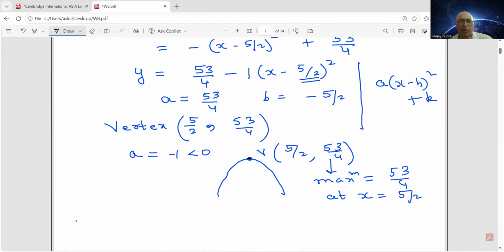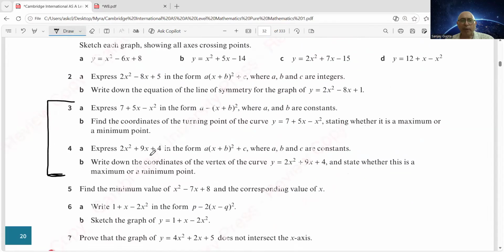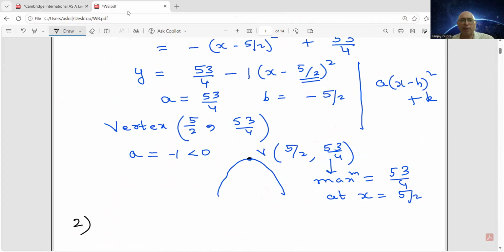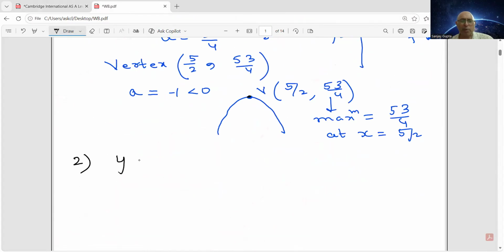So we now take the second question, where we are given a different kind of function. Express 2x squared plus 9x plus 4 in this form, and then write down the coordinates of the vertex, stating whether it's a maximum or minimum. 2x squared plus 9x plus 4. So we take it now: 2x squared plus 9x plus 4.